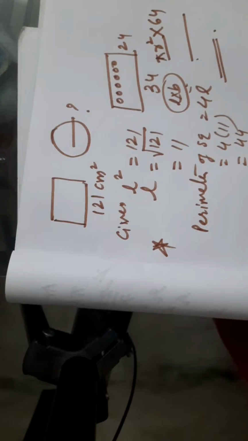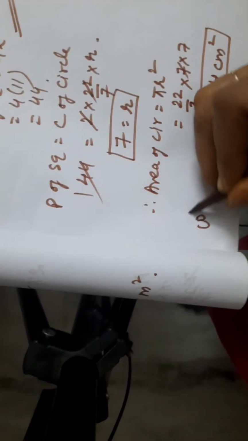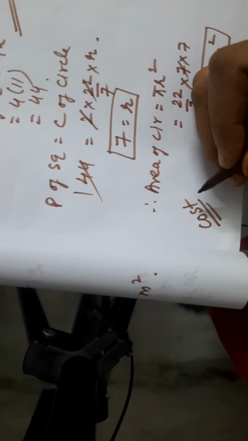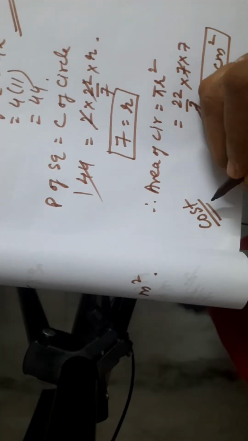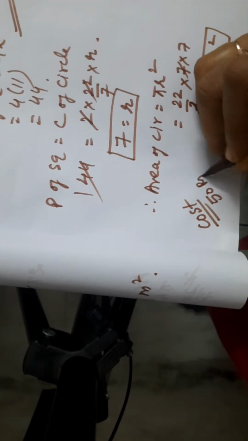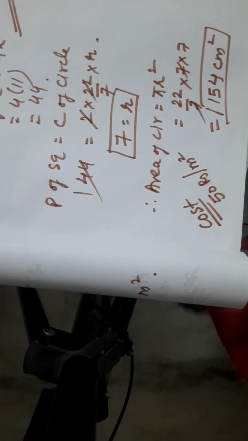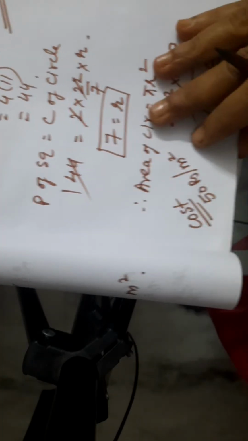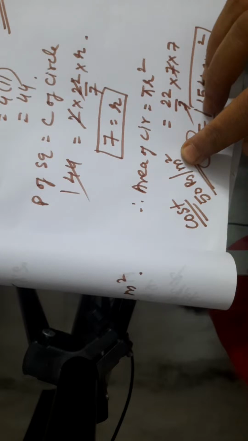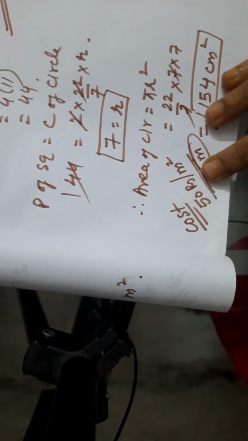See, if you are getting confused about whether to find circumference or area, just look at the cost part. Here it is given 50 rupees per meter square. In the previous question, it was given per meter. If it is given per meter, we will find circumference. If it is given per meter square, we will find area. So this will give the clue of what is to be calculated.